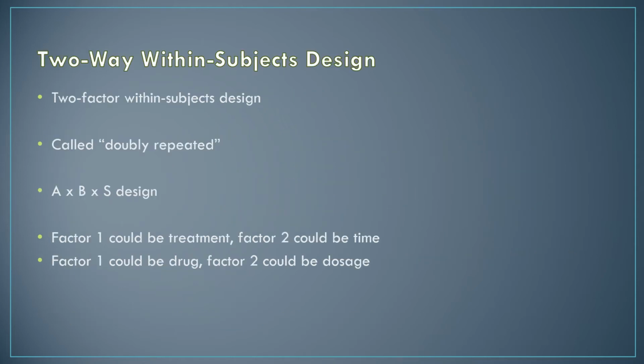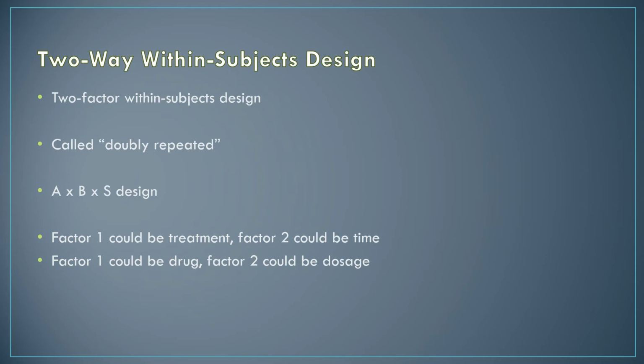So you can have two-way or two-factor within subject designs where you have two independent variables that are establishing different levels for the dependent variable to be compared. It's also called doubly repeated because you usually have both factors that are being repeated across the levels. So the dependent variable is repeated twice. That's doubly repeated. It's repeated across factor A levels and repeated across factor B levels.